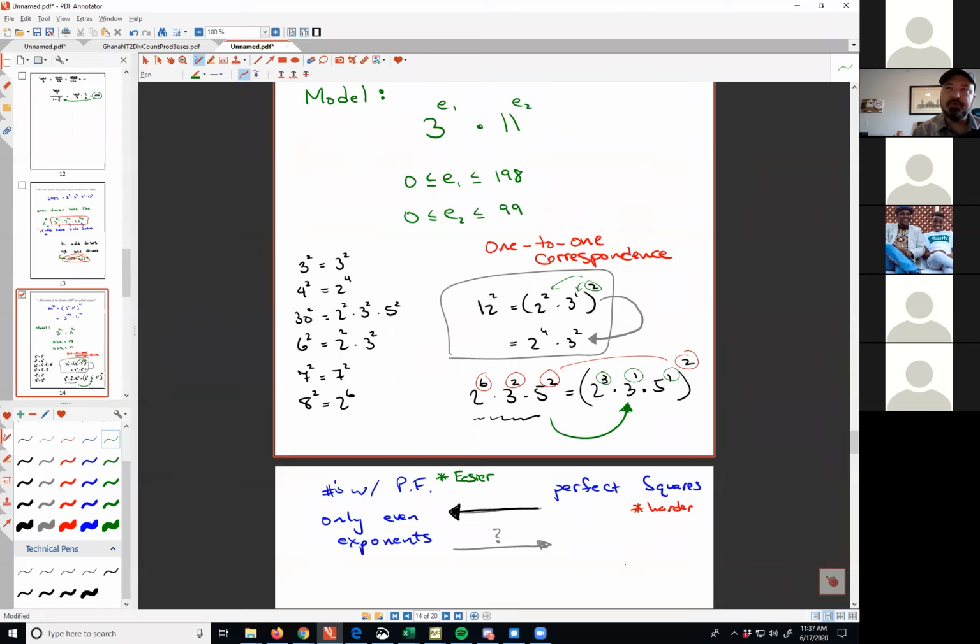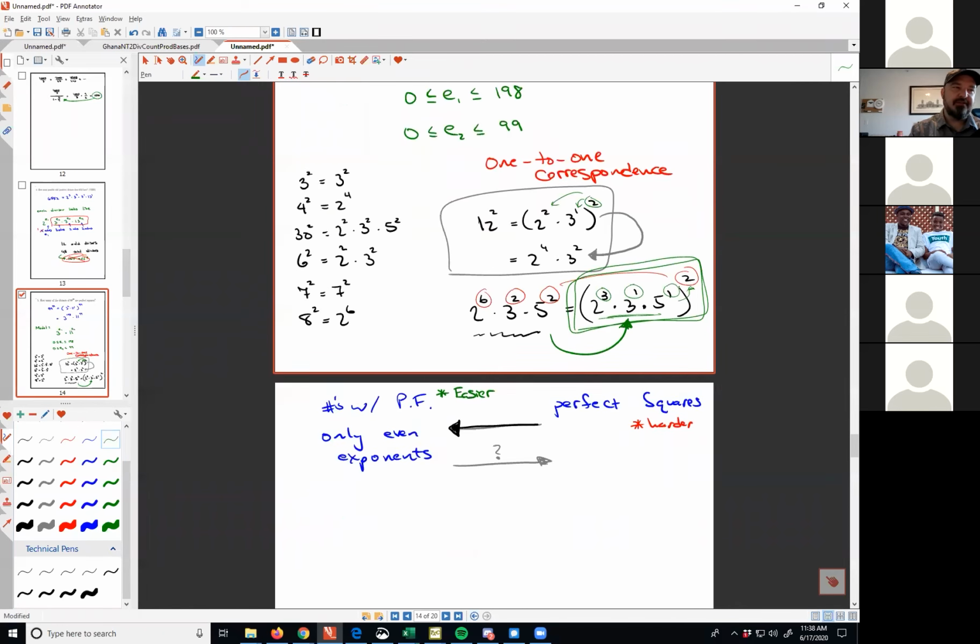We've said if we have only even exponents, that we can rewrite it as a prime factorization squared. Because we can factor that 2 out of 6, 2, and 2 to get 3, 1, and 1. Does that make sense? Have I explained that well enough?